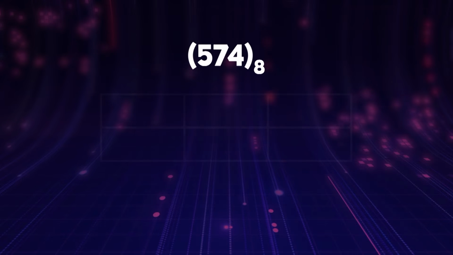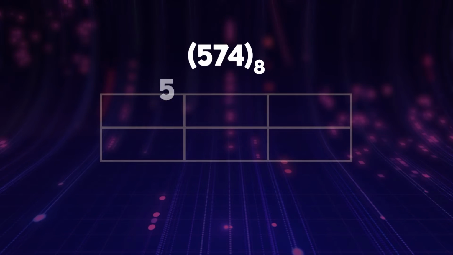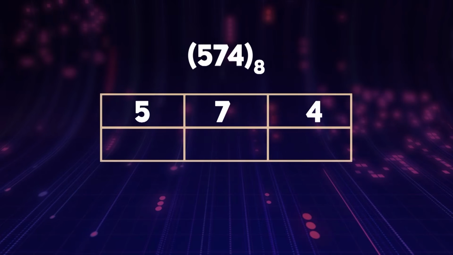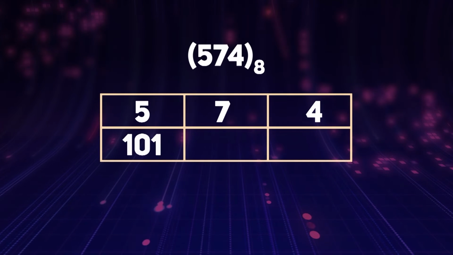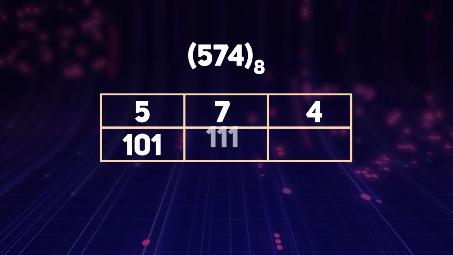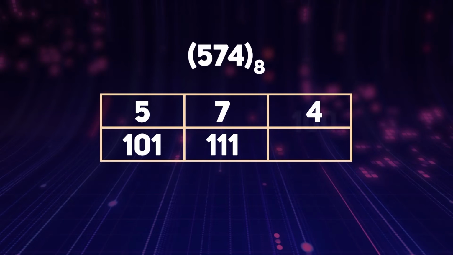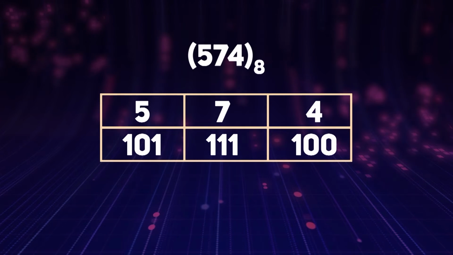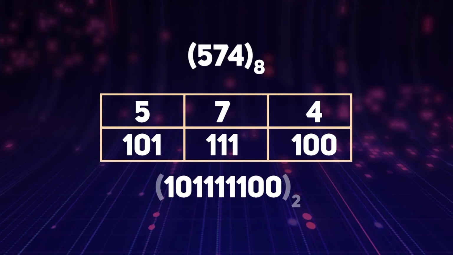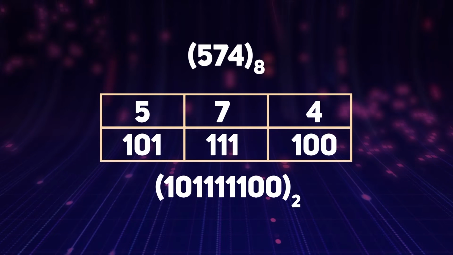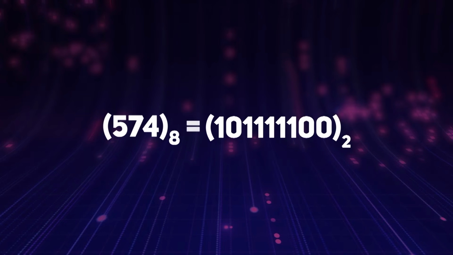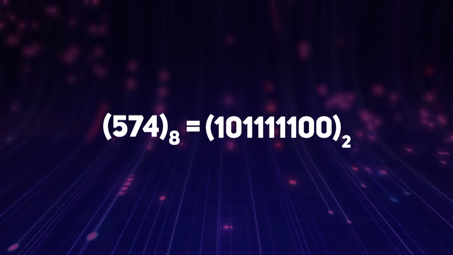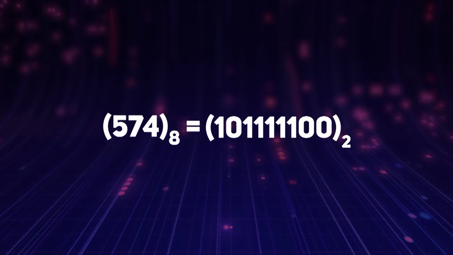What is the first step? Convert each octal digit to the equivalent binary number with 3 bits. So 5 is converted as 101, 7 as 111 and 4 as 100. Then combine the binary groups 101, 111, 100 to obtain the result. Hence 574 to the base 8 is equal to 101111100 to the base 2.